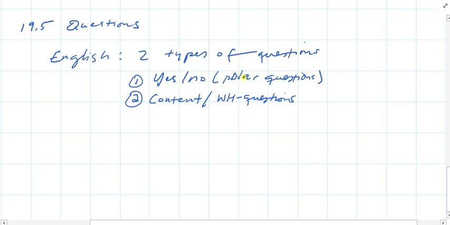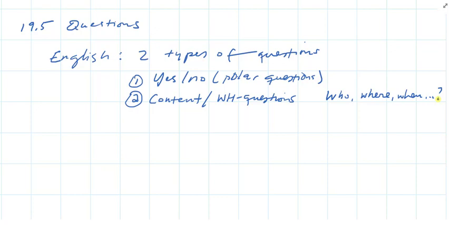The way we ask content or WH questions is to use what are frequently our WH words. Who, where, when, okay, and so forth. All of those questions begin with WH, and that's why they're referred to in linguistics as WH questions. Or content questions, because what you're doing is you're asking a question where you're questioning some constituent, where any item could become a constituent in the answer.